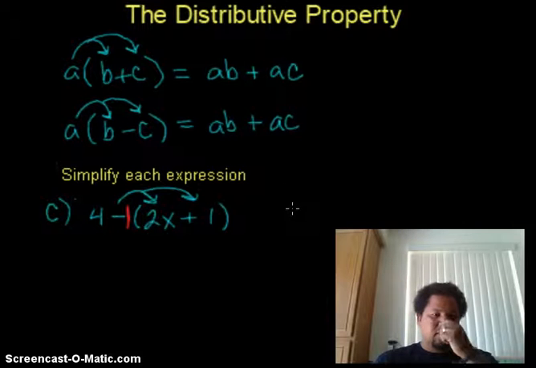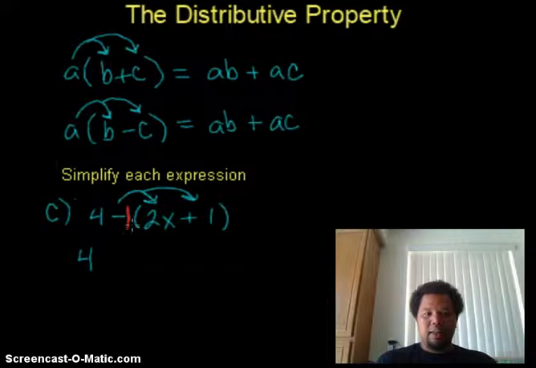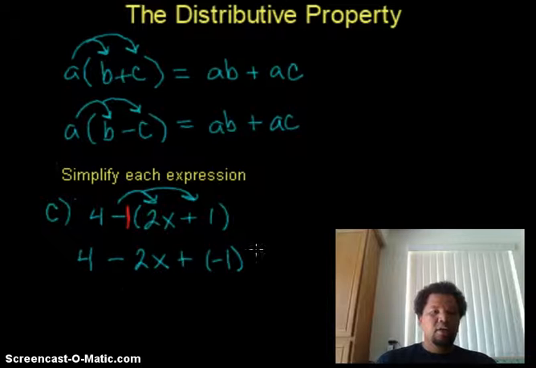So what we're really doing is distributing, or multiplying, a negative 1 to everything inside of the parentheses. For example, I'm going to write it all the way out literally. We're going to do negative 1 times 2x, which gives me a negative 2x, and then we bring this plus sign, negative 1 times a positive 1 gives me negative 1. Okay, so I distributed this negative 1. I didn't distribute the 4.